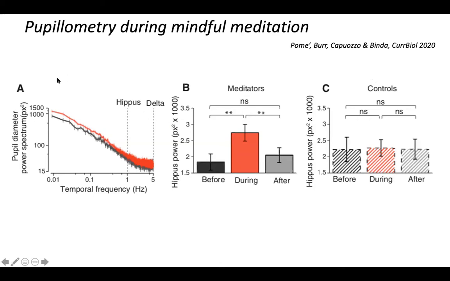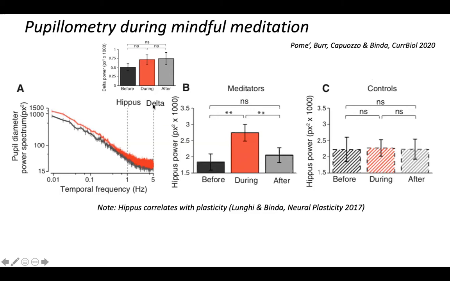It was not observed in the controls who were just relaxing during the soundtrack. And it was also specific for this hippus range, because if we looked at the slightly higher temporal frequencies in the delta range, we found that there was no systematic difference between the meditation session and the pre and post baselines. We also checked data quality indicators like fixation stability and number of blinks, and found that these were strictly matched across conditions and across groups.